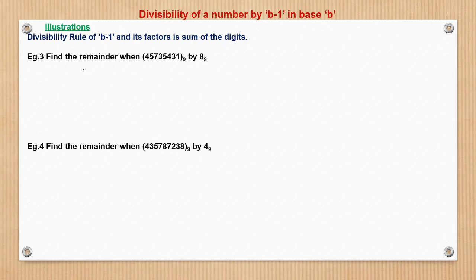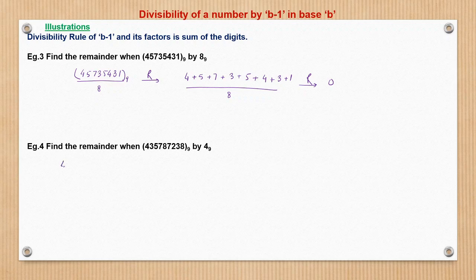Here we have to find the remainder when 45735431 is divided by 8, and this number is in base 9. This is pretty simple: 9, 8. The divisor is 1 less than the base. So we just add the digits: 4 plus 5 is 9, plus 7 is 16, plus 3 is 19, plus 5 is 24, plus 4 is 28, plus 3 is 31, plus 1 is 32. So 32 by 8, the remainder is 0. That is perfectly divisible.